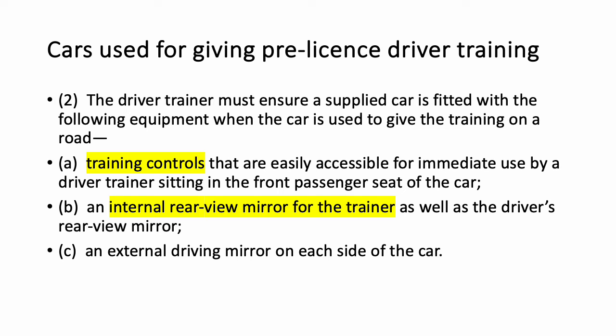2. The driver trainer must ensure a supplied car is fitted with the following equipment when the car is used to give the training on the road. (A) Training controls that are easily accessible for immediate use by a driver trainer sitting in the front passenger seat of the car. (B) An internal rear view mirror for the trainer as well as the driver's rear view mirror. And (C) an external driving mirror on each side of the car.